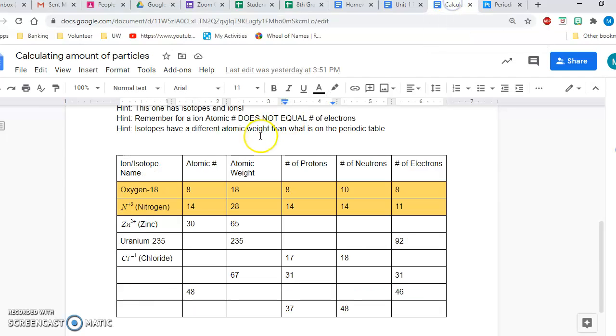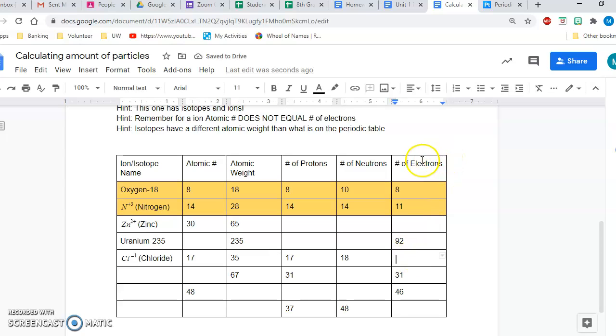I'm going to show you one more example. This is actually going to be on your homework. So let's try chloride. I think ions are a little bit harder than isotopes. So we're going to do chloride minus 1. So if we're given the number of protons, we know that the atomic number is 17. Even for isotopes and ions, the atomic number is always equal to the number of protons. Then we can even find out the atomic weight by adding our protons and neutrons. So 18 plus 17 is 35, I believe.